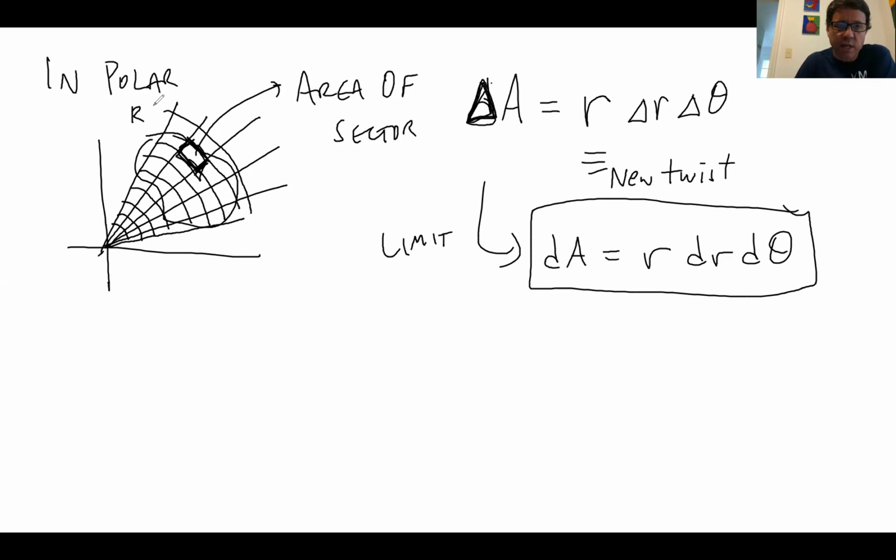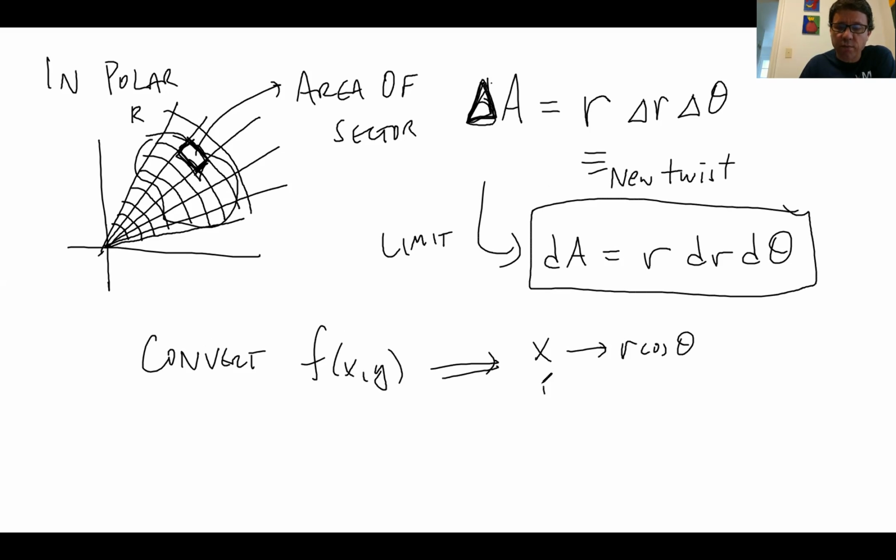So when we convert the dA, we get this. But we also have to remember we need to convert our f of xy. All the x's are going to become r cosine theta, and all of the y's are going to become r sine theta. That's the regular polar transformation. All the x's and y's have to convert to what they are in polar.